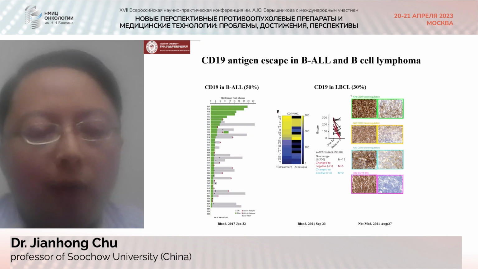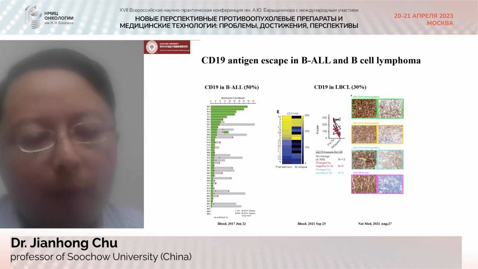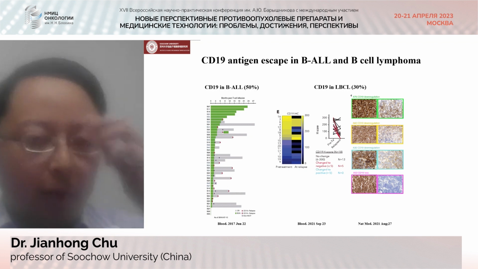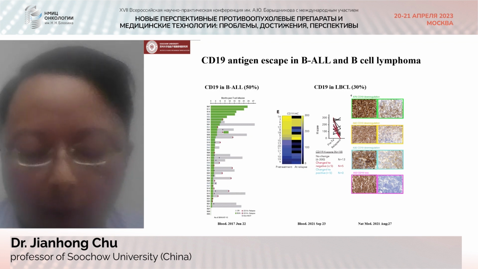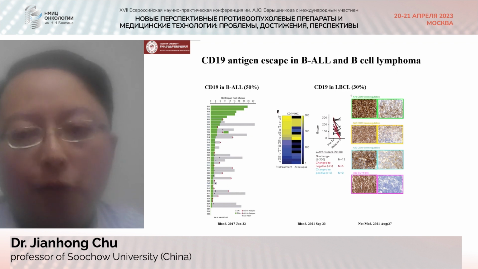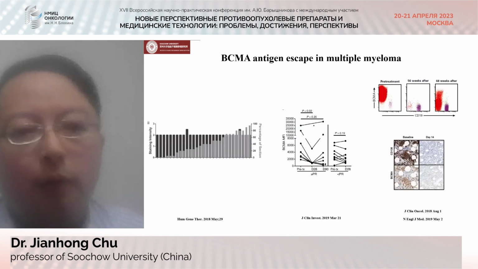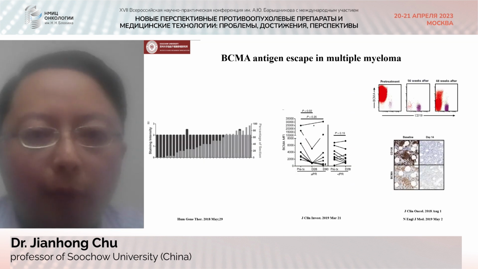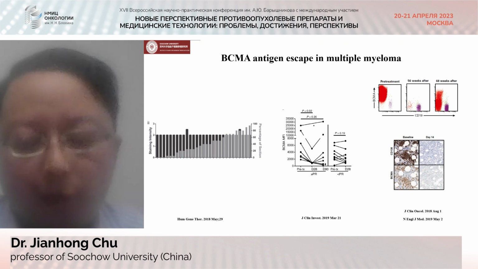In B-cell leukemia, it has been reported that about 50% of the relapses are related to CD19 loss following CAR T therapy. And in large B-cell lymphoma, about 30% of the relapses are associated with CD19 loss following CD19 CAR T therapy. Similarly, in multiple myeloma, downregulation of the BCMA antigen is frequently observed in patients following BCMA CAR T therapy.